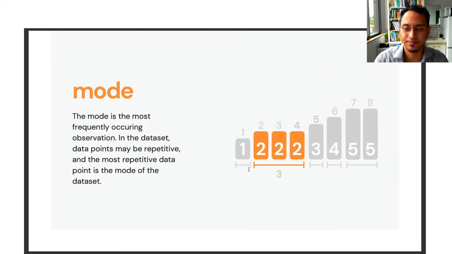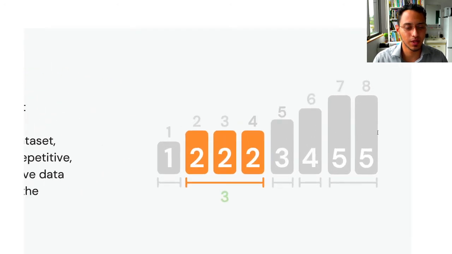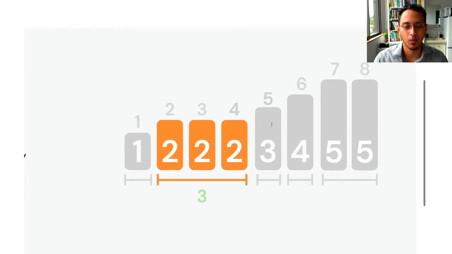And lastly, we also have the mode. The mode is the most frequently occurring observation. In the dataset, data points may be repetitive, and the most repetitive data point is the mode of the data set. For example, in this case, the value 2 has three repetitions here. Because this is the most frequently occurring value, that is the mode. So for this data, the mode is 2.